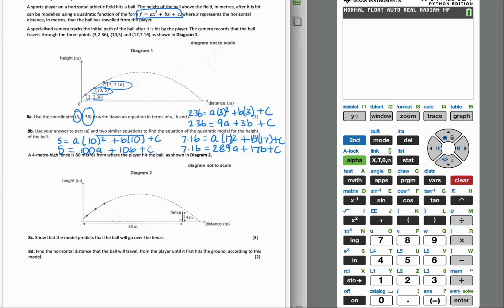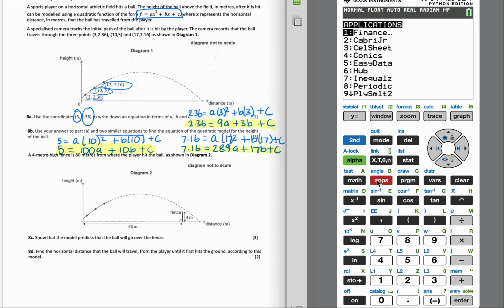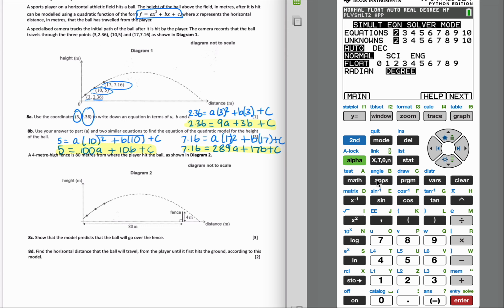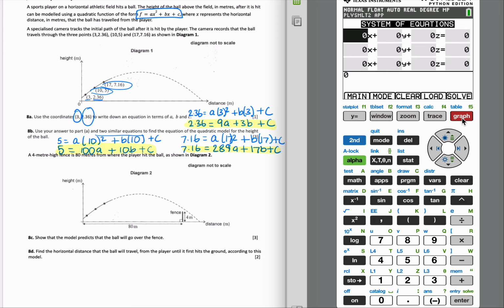So I now have 3 different equations, this one here, and this one here. Using those, I can then find the equation of the overall function. So I'm going to use the apps and polysimult 2, and I'm going to do simultaneous equation solver. So I have 3 equations with 3 unknowns, and I'm going to go to next, and I'm going to type in those 3 different equations.